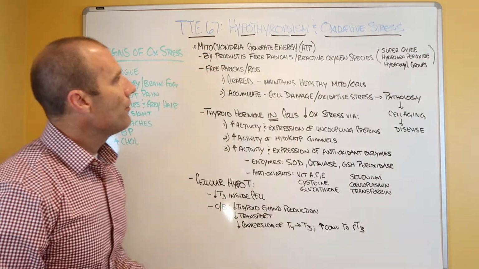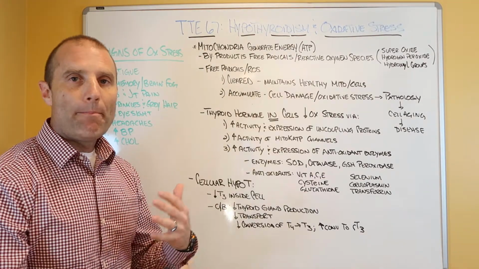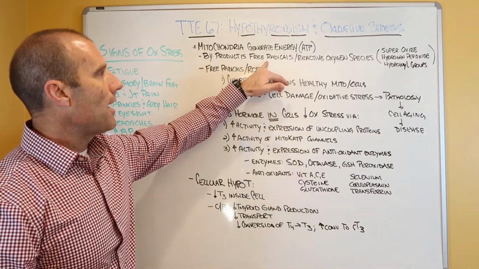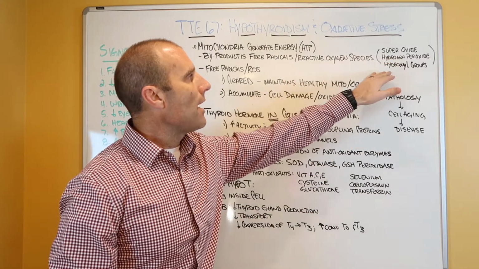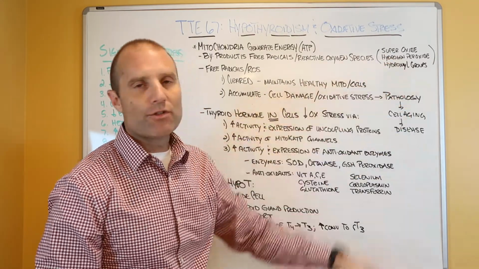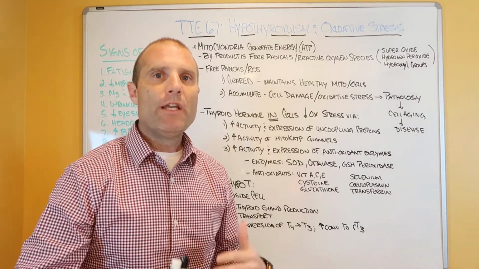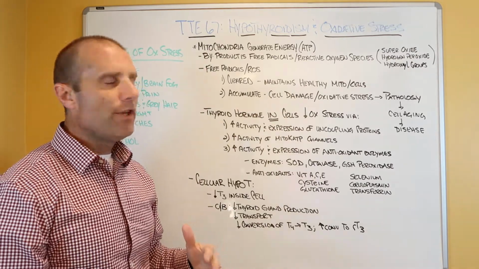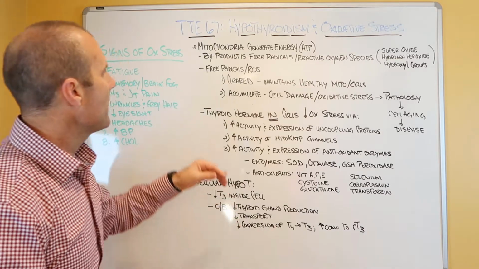So let me go through this for you. Mitochondria generate ATP energy, but there's also a byproduct of that energy process, and those are these free radical products, things we call reactive oxygen species. Things like superoxide, hydrogen peroxide, and hydroxyl groups. Don't worry about the chemistry of those, just know that those things occur. In normal, healthy situations, the body produces a few things to help get rid of these free radicals. I'll talk about that in a second.